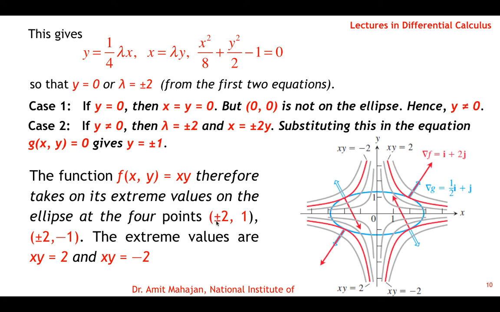Okay, plus 2 1, minus 2 1, and plus 2 minus 1, and minus 2 minus 1. So with the y value we can calculate x, so x comma y points. Okay, the extreme values are xy equal to 2 and xy equal to minus 2. The function is xy, so with this we get either 2 or minus 2.